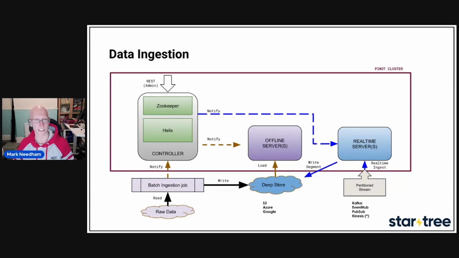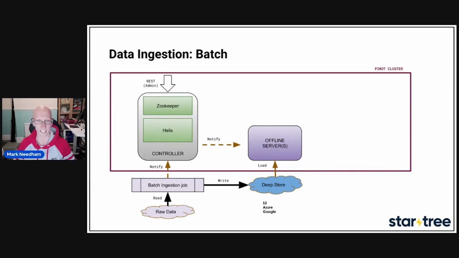Let's have a look at data ingestion. This diagram shows the whole picture of data ingestion. It's a bit complicated, so let's simplify it. When we're doing batch ingestion, this is what is happening. Imagine we've got some raw data down here on the bottom of the diagram, let's say a file in S3 that has a bunch of JSON lines entries. We'll create a batch ingestion job. This will get ingested and written into what we call the deep store, sometimes called the segment store, but more often the deep store.